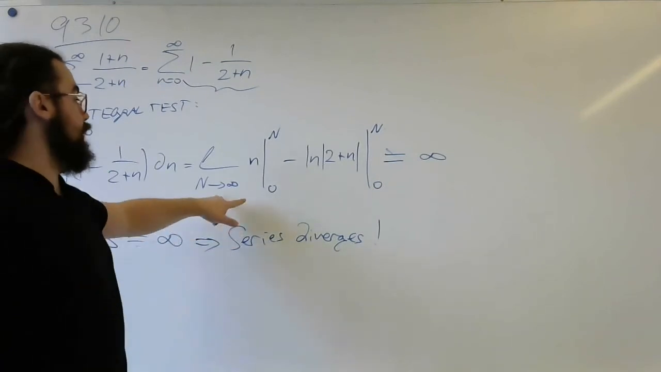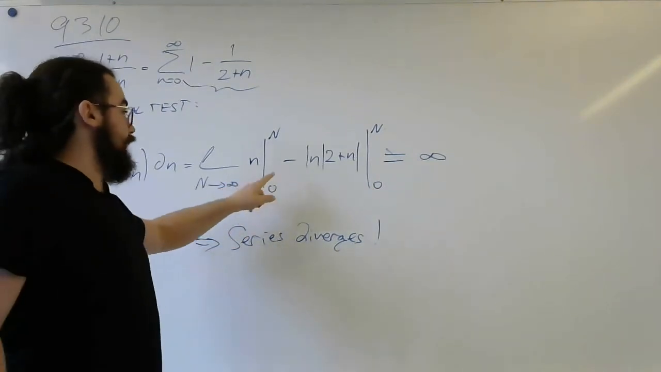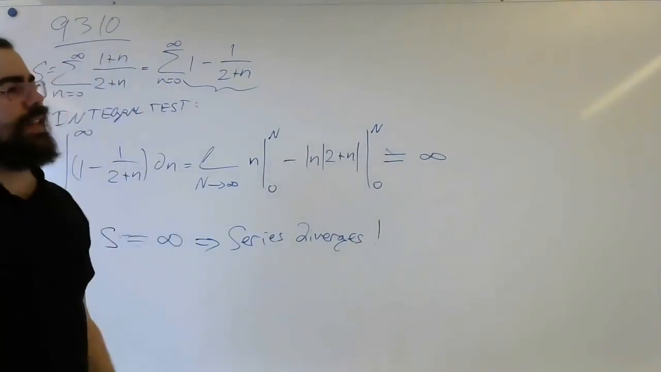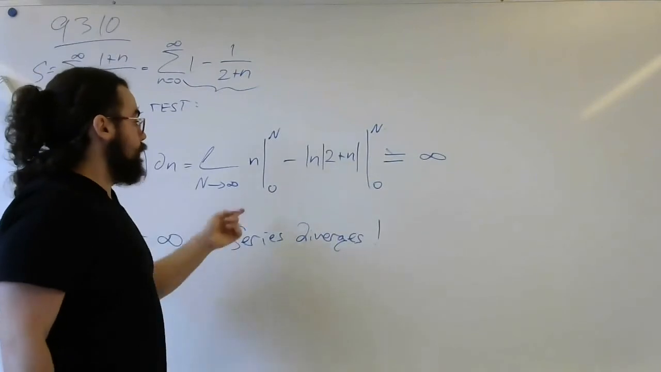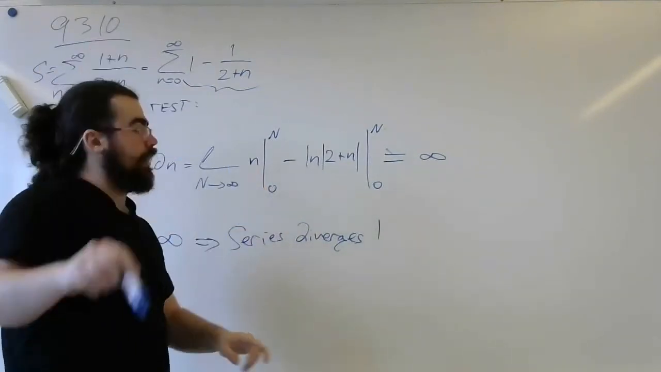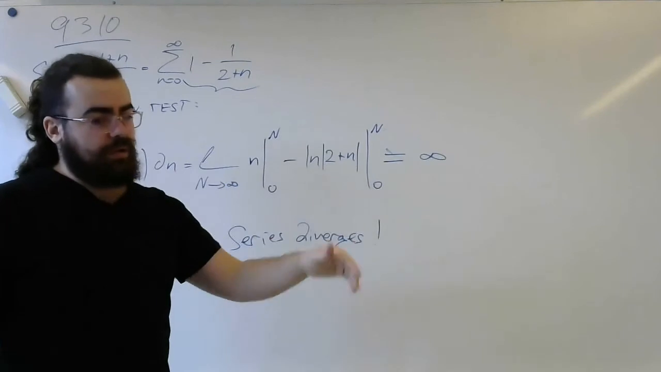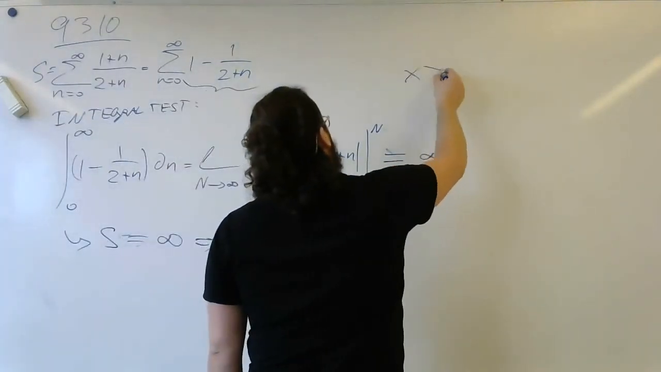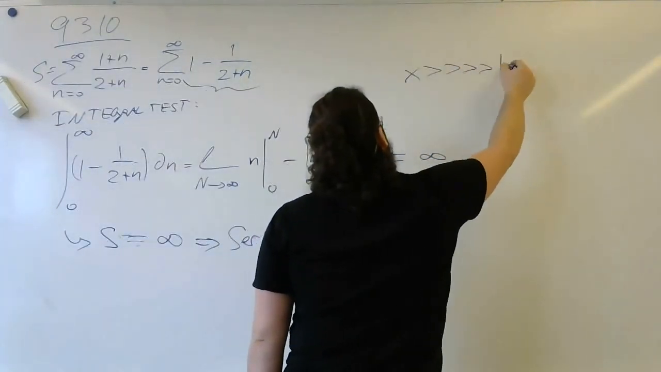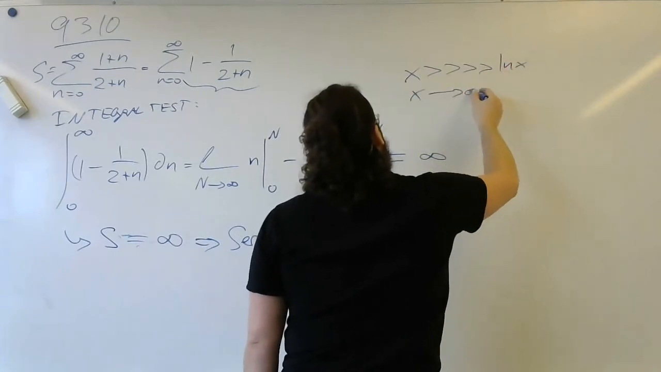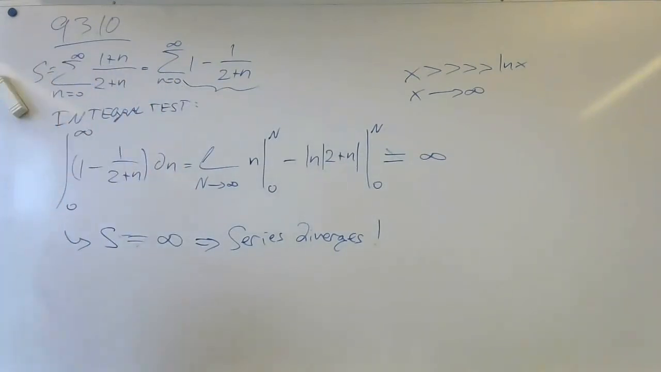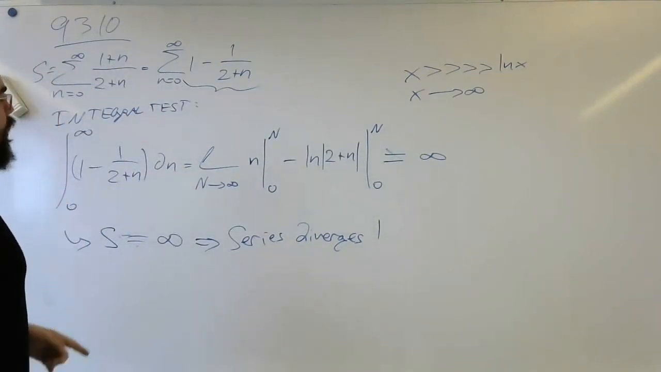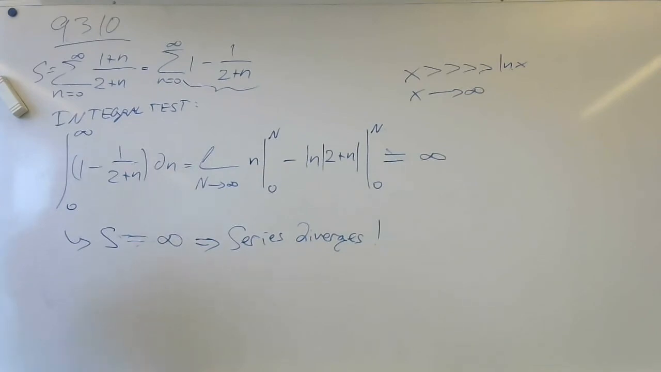Now, you may be thinking, this is n minus log n when n tends to infinity. Why is this limit infinite? The reason why is because n grows linearly and the logarithm is much smaller. That thing right there. So yeah, the series diverges. However, that's something we should have been able to see from the very beginning.